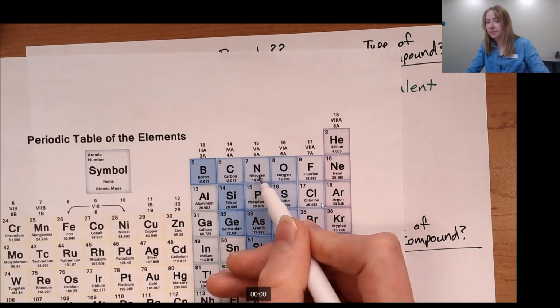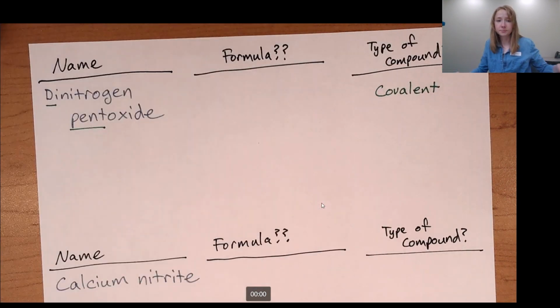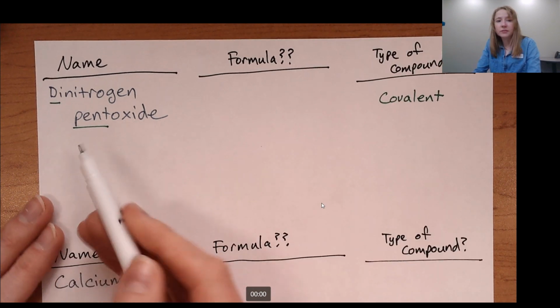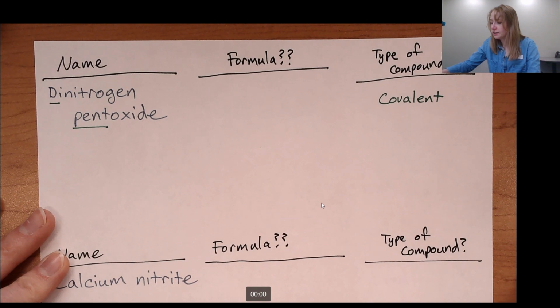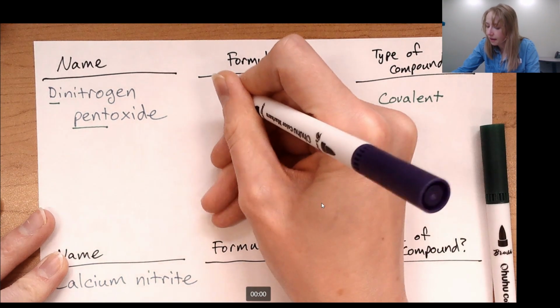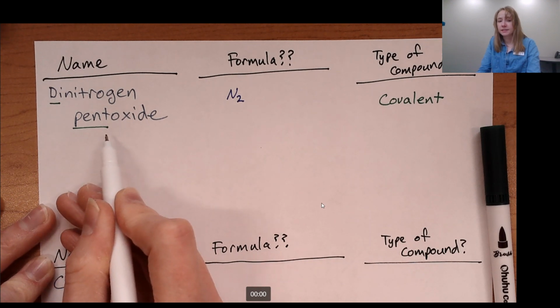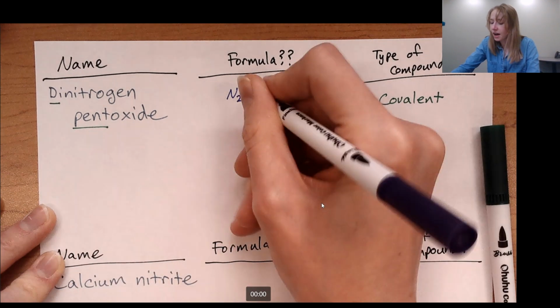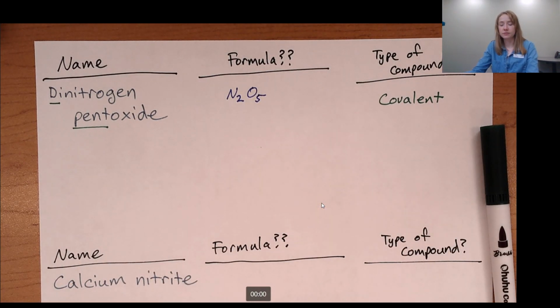We've got a compound made up of nitrogen and oxygen. These are both nonmetals, so it is a covalent compound. And with covalent names, they basically spell it out for you. So I know I'm going to have 2 nitrogen, and pent, which is penta, the prefix penta, which stands for 5. So I'm going to have 5 oxygen. And there we go. That is the formula.